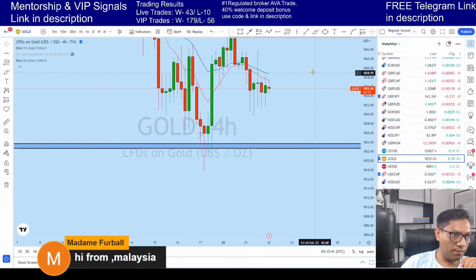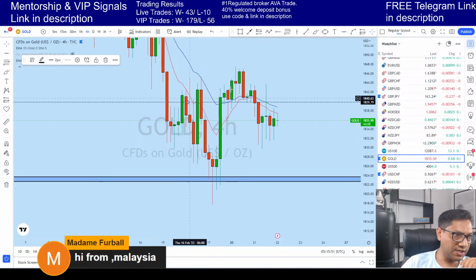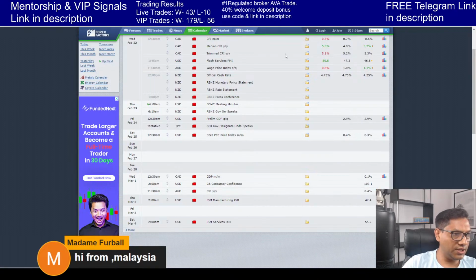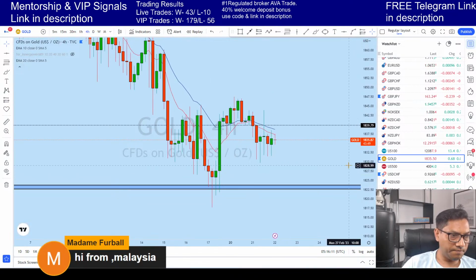So going back to gold, we set our parameter at 1840 for gold to have a test and then to go short. There is FOMC coming later today, and that FOMC is a market mover.